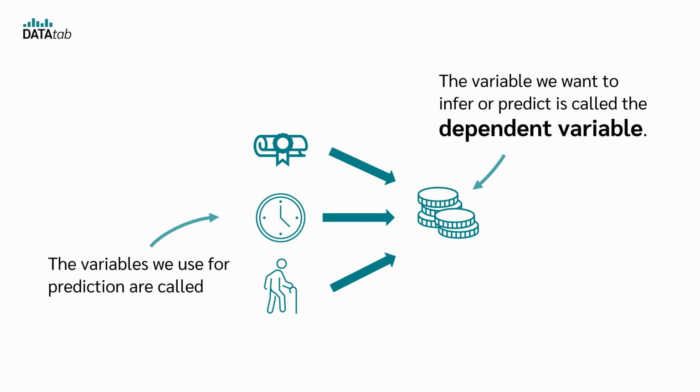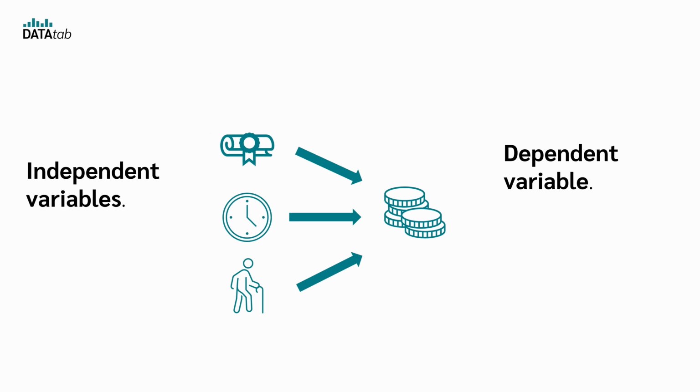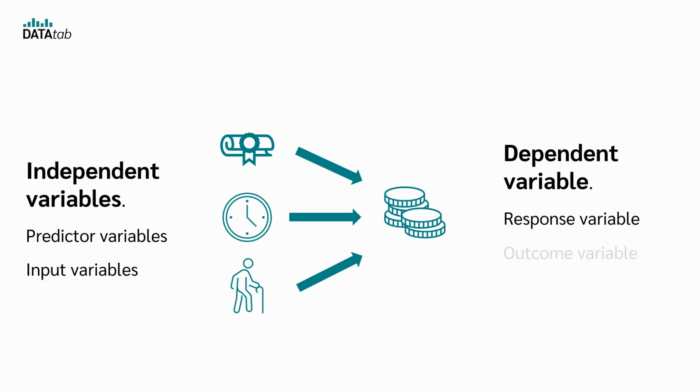The variables used for prediction are called independent variables. Depending on your field, independent variables may also be called predictor variables or input variables, while the dependent variable might be referred to as the response, output, or target variable.